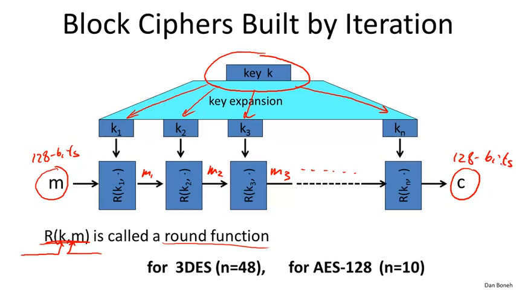Now, different ciphers have different number of rounds, and they have different round functions. So for example, for triple DES, the number of rounds is 48, and we're going to see exactly how the round function for triple DES works. For AES, for example, the number of rounds is only 10, and again, we're going to look at how the round functions for AES work as well in just a minute.